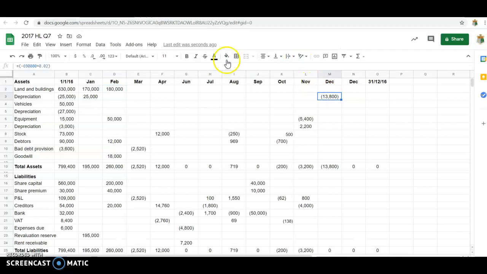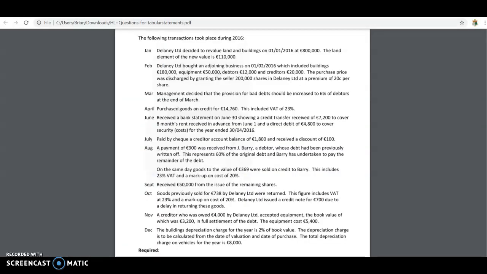So I have a second amount that I'm going to put into depreciation, and that is 180,000, what I purchased, multiplied by 2%, my depreciation rate, but then multiplied by 11/12, because I'm only depreciating it from the 1st of February to the 31st of December. And there's another, was it, 3,300 maybe of depreciation. So basically the total depreciation charge now is 17,100 euro.